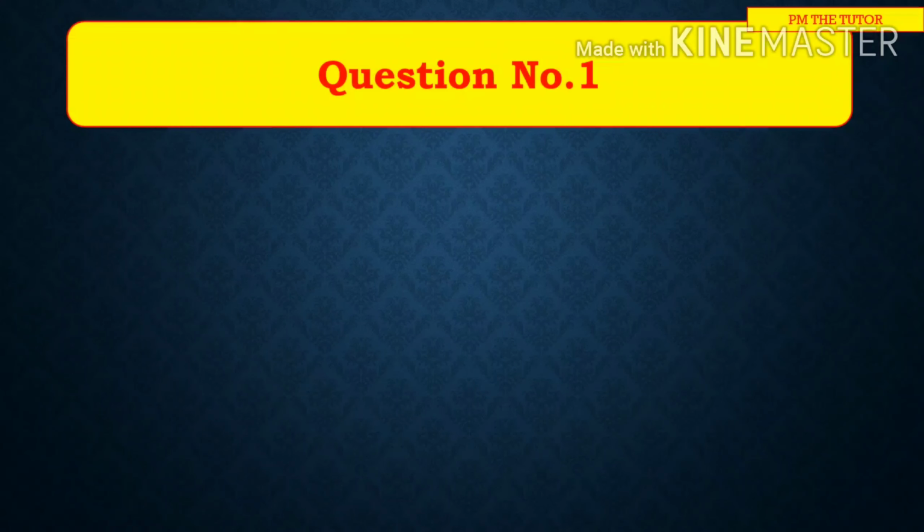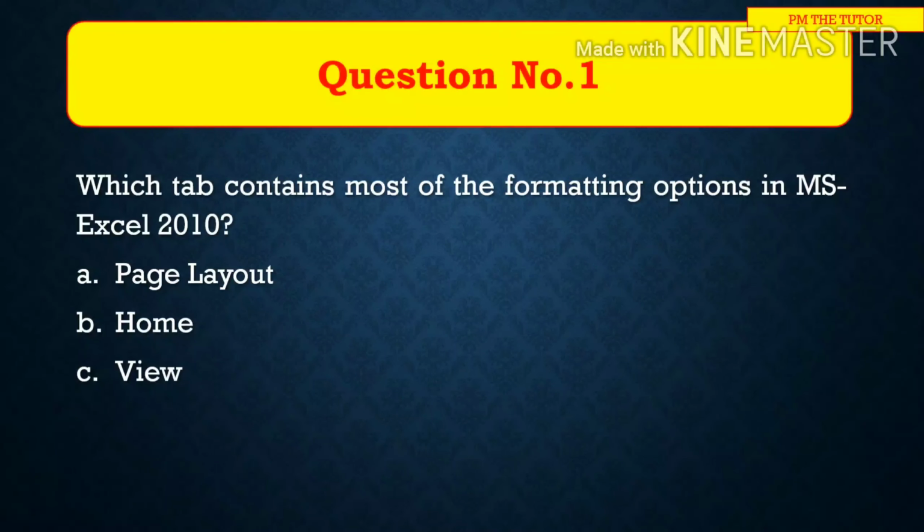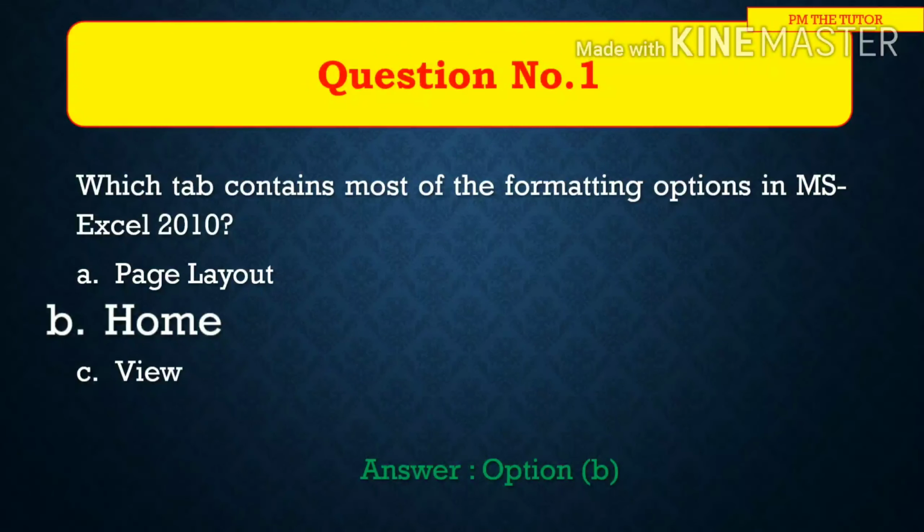Question number 1, which tab contains most of the formatting options in MS Excel 2010? Options are page layout, home or view. Right option is option B, that is home.